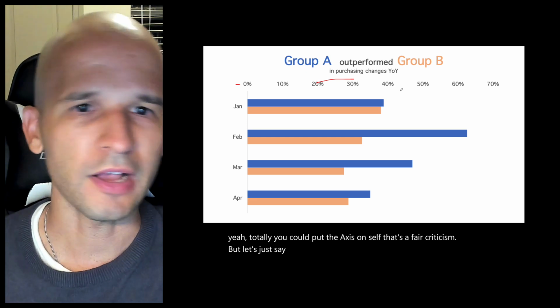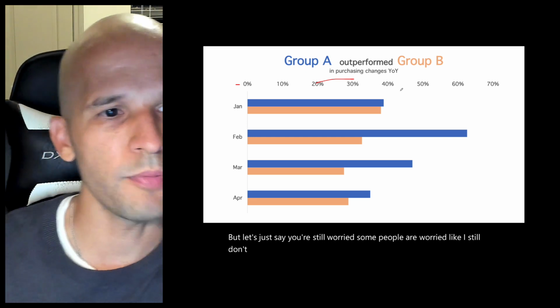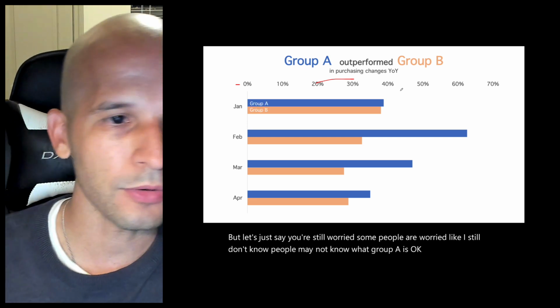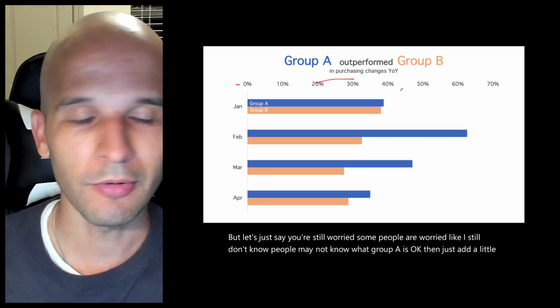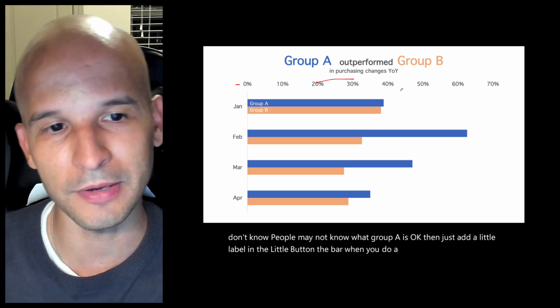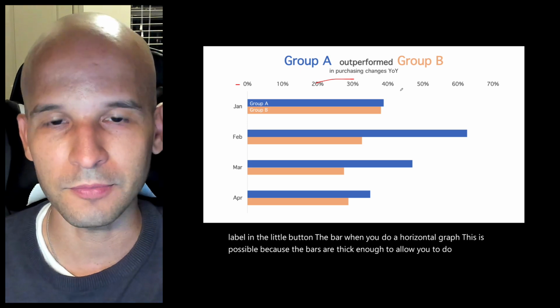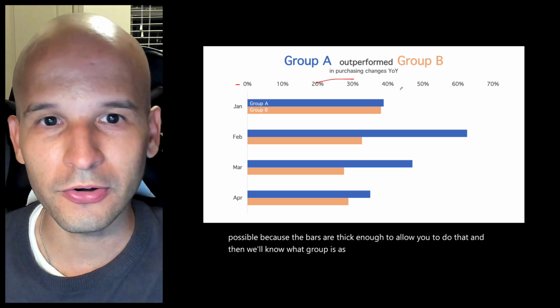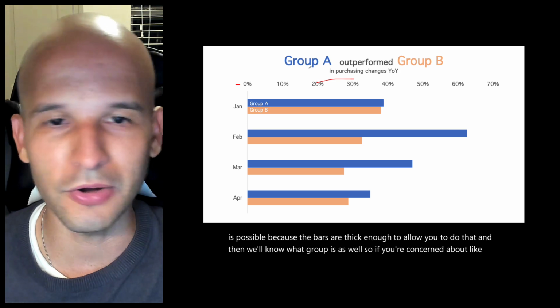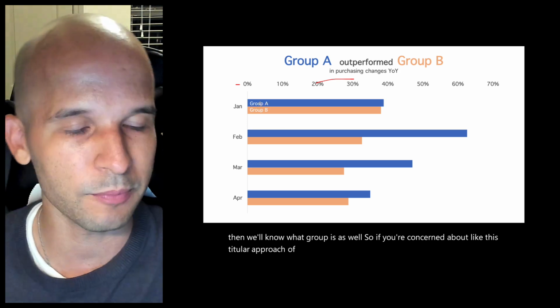But let's just say you're still worried. So some people are worried, I still don't know. People may not know what Group A is. Okay, well then just add a little label in the bar. When you do a horizontal graph, this is possible because the bars are thick enough to allow you to do that. And then we'll know what Group A is as well. So if you're concerned about this titular approach of labeling things, okay, then just put it within the bars.